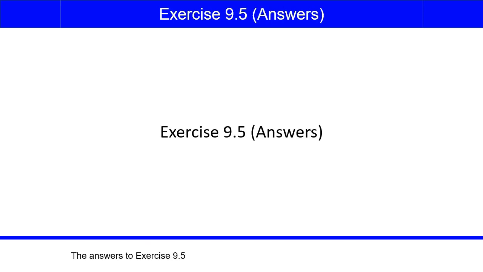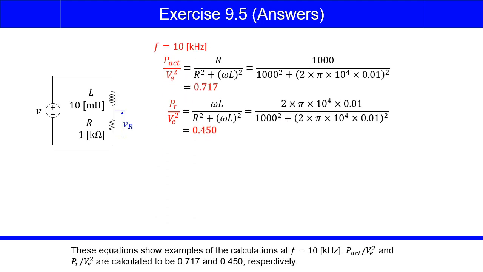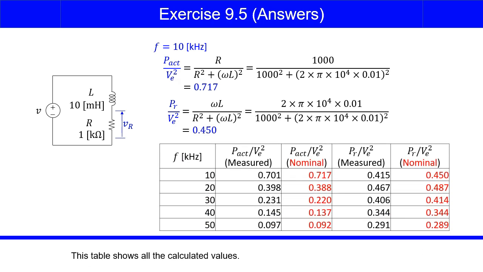The answers to exercise 9.5. These equations show examples of the calculations at f equals 10 kHz. P act over VE squared and PR over VE squared are calculated to be 0.717 and 0.450 respectively. This table shows all the calculated values.